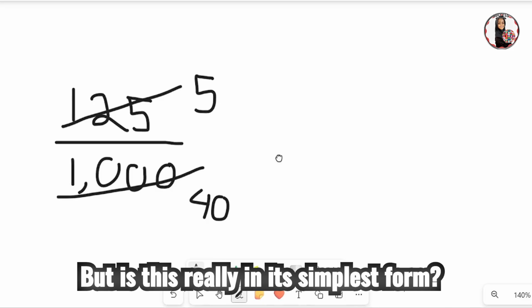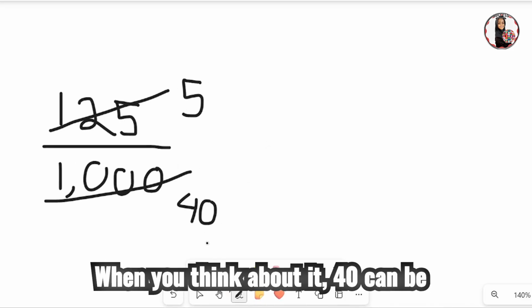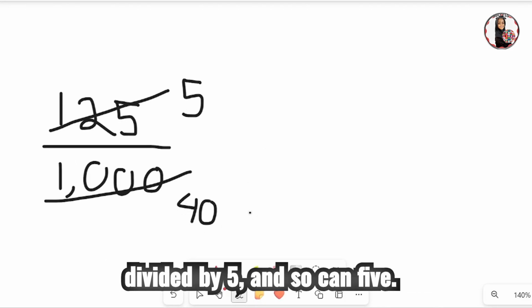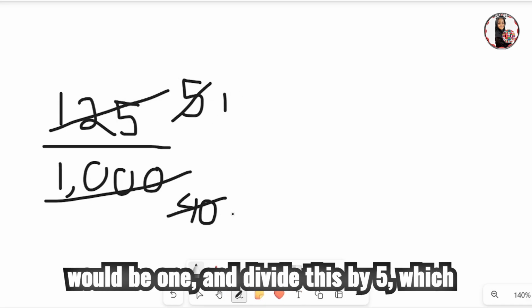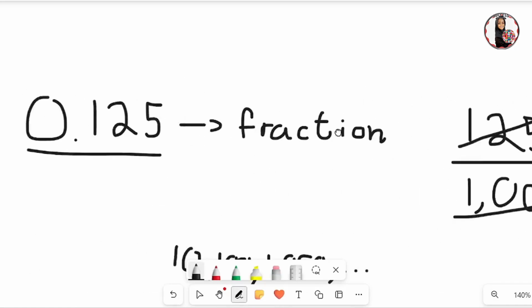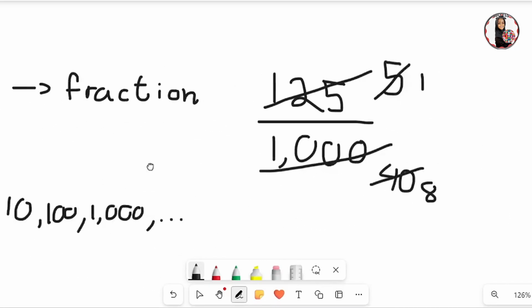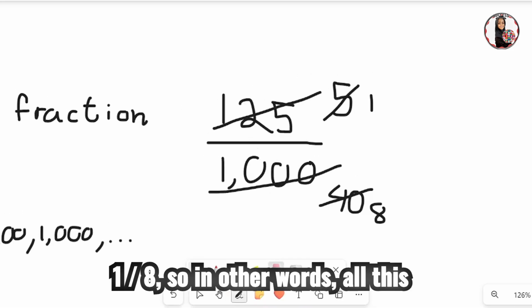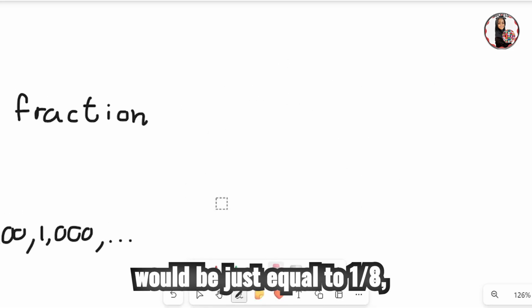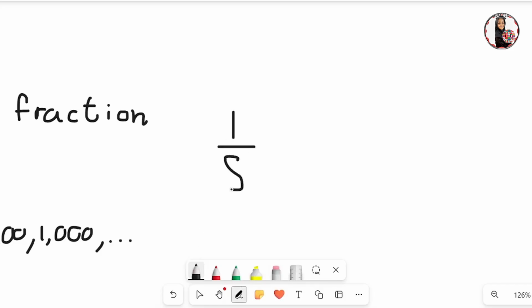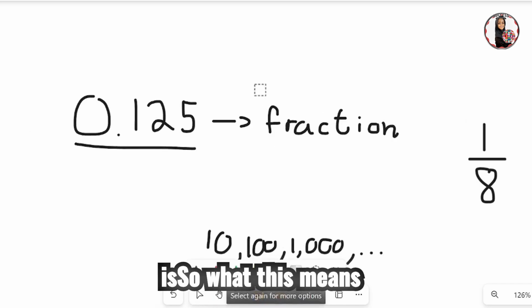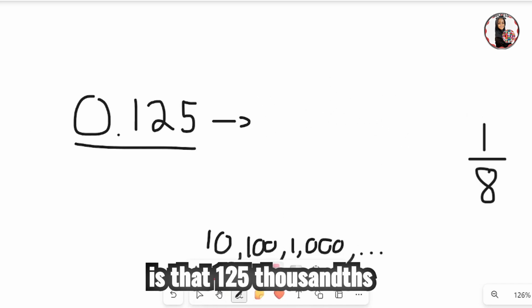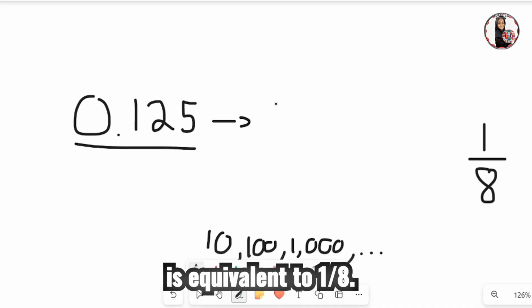But is this really in its simplest form? When you think about it, 40 can be divided by 5, and so can 5. So we can divide this by 5, which would be 1. We can divide this by 5, which would be 8. And when you see this, 1 over 8, all this would be equal to 1/8. So what this means is that 125 thousandths is equivalent to 1/8.